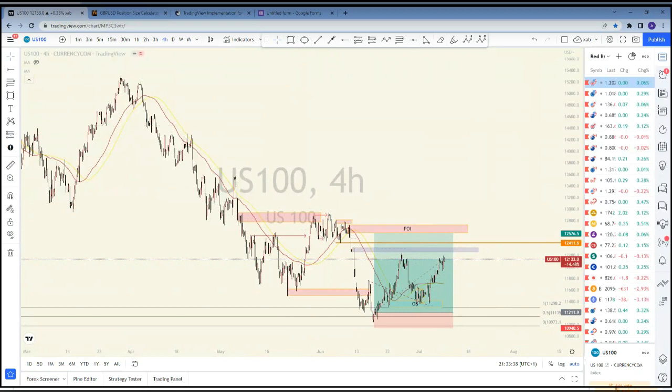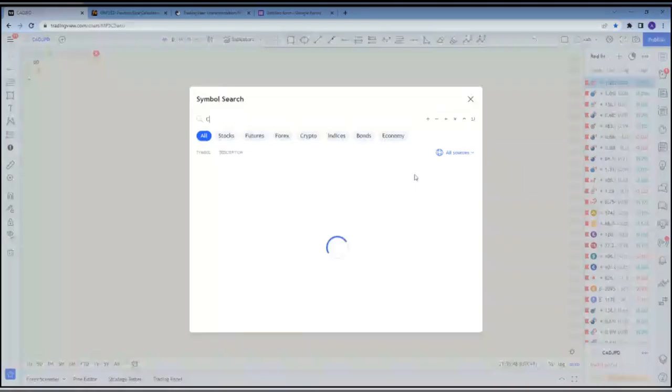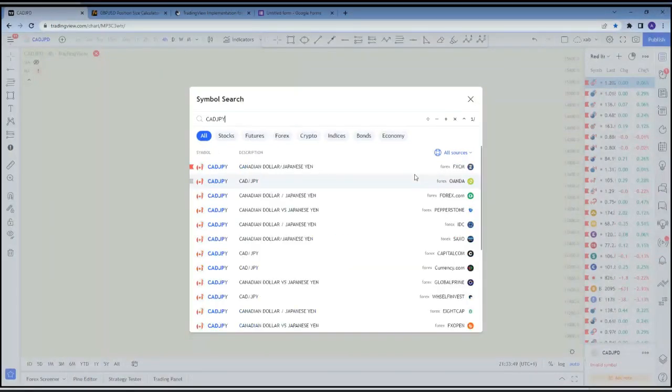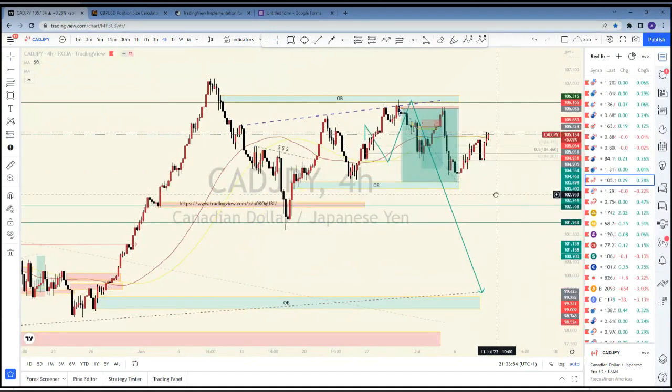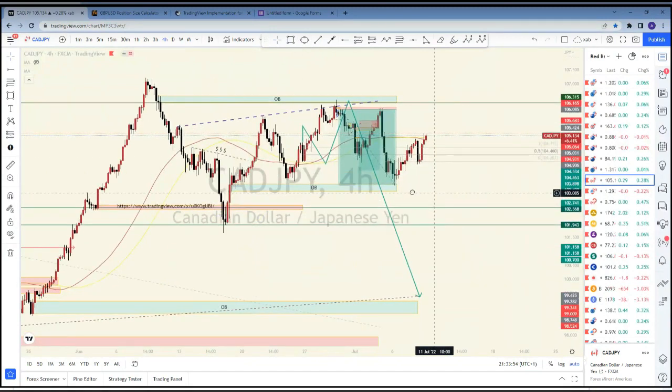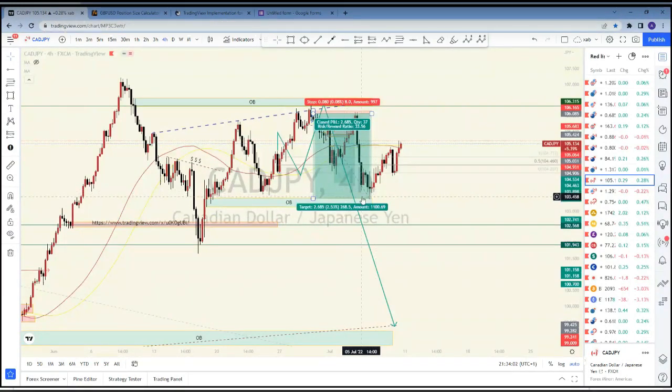I think after NASDAQ, the next request was for CADJPY. CADJPY has been an interesting one. CADJPY finally hit my take profit last week Friday, and then started to buy.